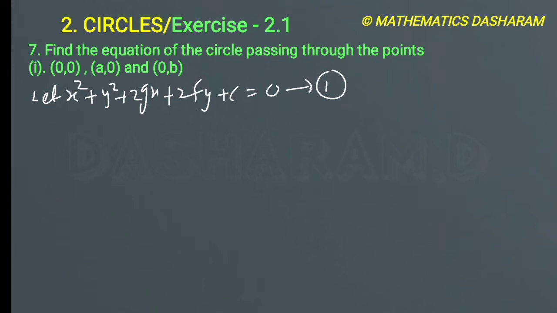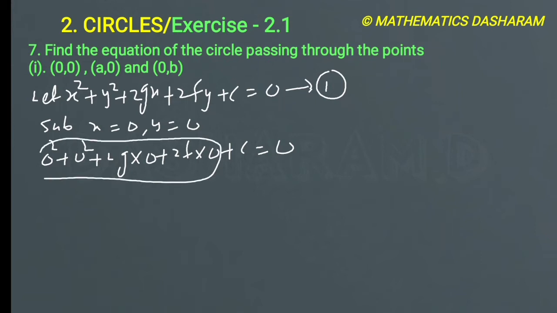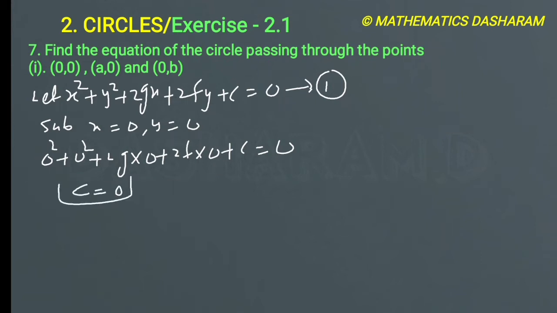So the first point is (0, 0). Substitute x = 0, y = 0: 0² + 0² + 2g·0 + 2f·0 + c = 0. So all these terms are zero except c. So what is the c value? c = 0.